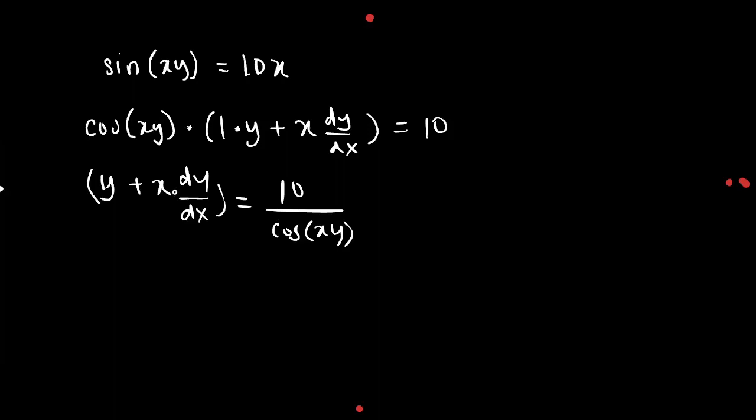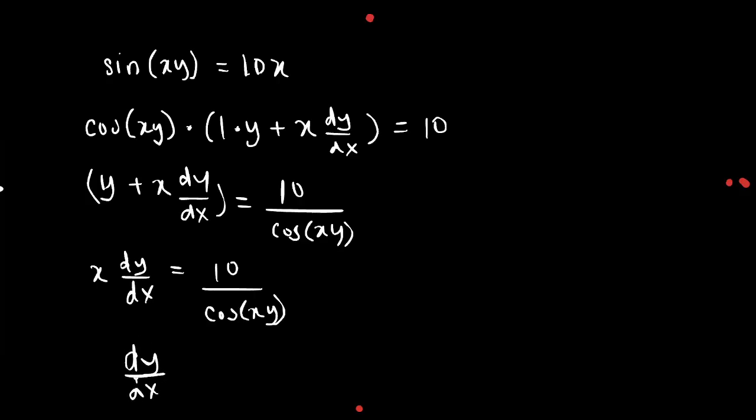We then get x dy/dx is equal to, again, this is all just basic algebra. So again, I'm not going to be explaining everything as we go along. Now we're left to isolate for dy/dx. Isolating for dy/dx just gives us our answer, 10 divided by cosine xy.